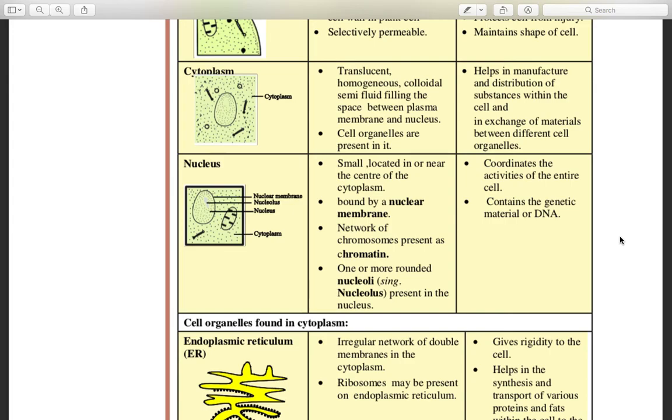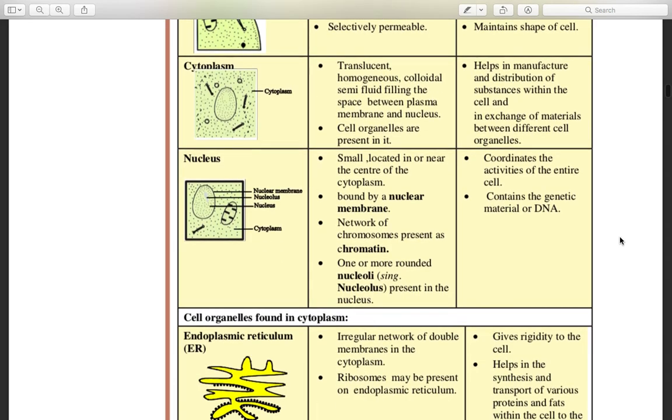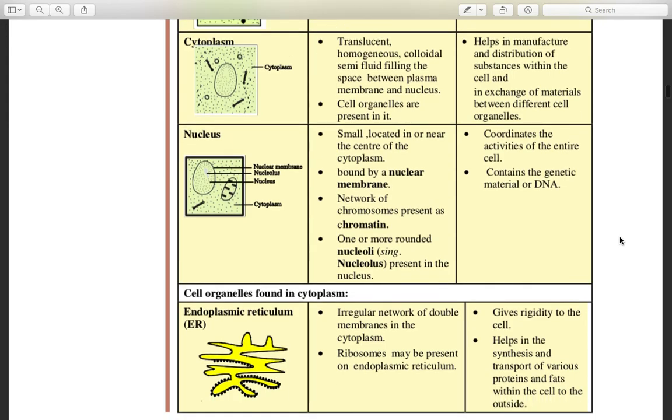Nucleoli, as I told, are a part of the nucleus. They are present in the nucleus. They have the function of making protein in the cells. The function of the nucleus is that it coordinates the activities of the entire cell, like a brain for our body. So it contains the genetic material or DNA.